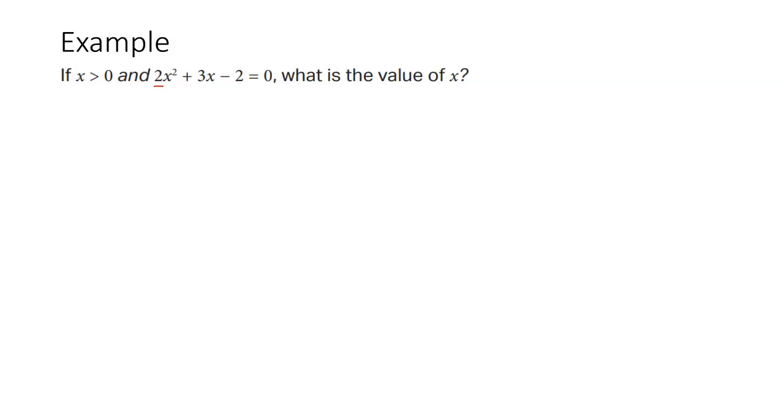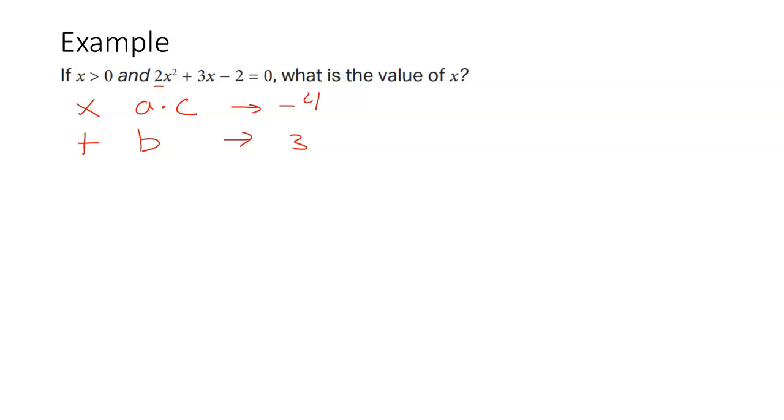Okay? So I need to look at a times c. Okay? And I need to find something that multiplies to give me the product of a times c, but adds to give me my value of b. All right? So a times c is negative 4, and b is 3. So what multiplies to give me negative 4, but adds to give me 3?